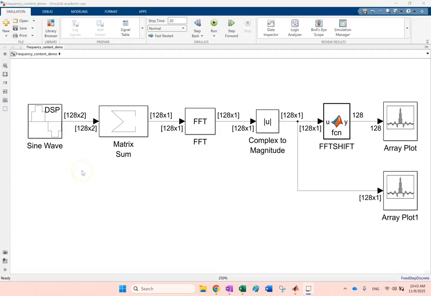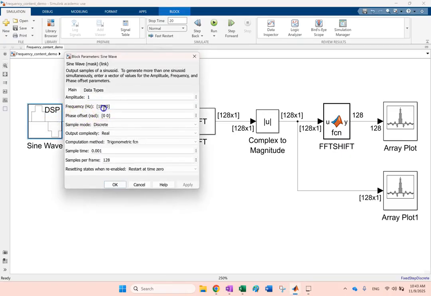Hello everyone. In this video, I want to show you how to look at the frequency content, and specifically the magnitude, of a discrete composite or harmonic signal. So here you have a discrete sine wave, and it can have several frequencies in it. Here you can see I picked 15 and 40 hertz, but you can pick whatever you want.